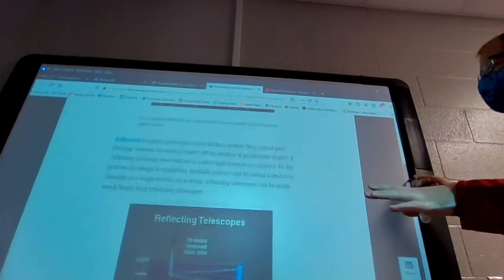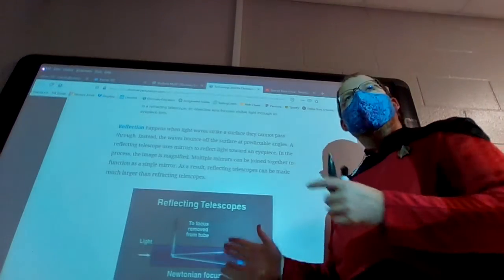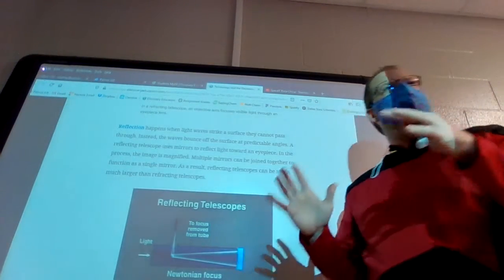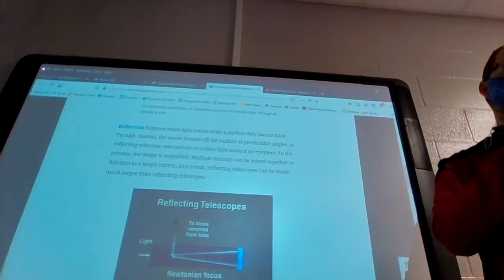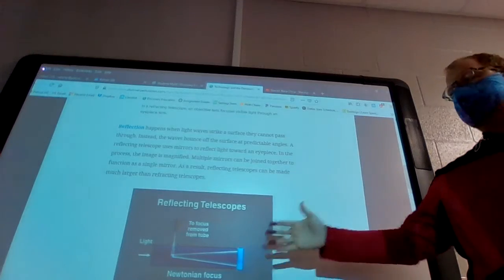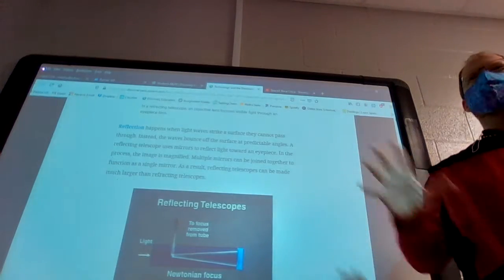Where with reflecting telescopes, you use a mirror. And we're pretty good at making mirrors. And what we found is your mirror doesn't even have to be all one piece. You can have a bunch of different pieces of a mirror and essentially get the same effect. So all the big space telescopes have lots of different sections of the mirror.